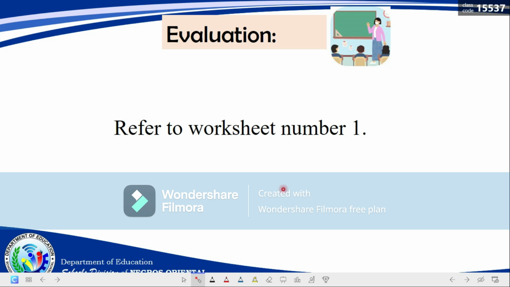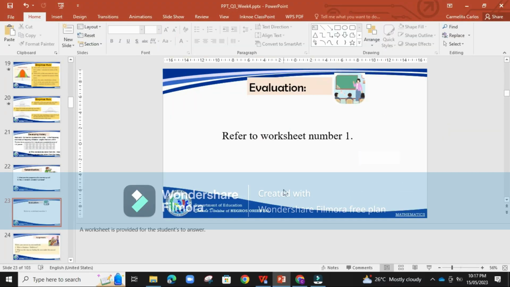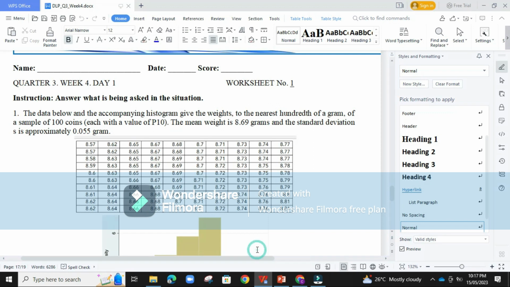Then for the evaluation, you're going to skip this one for a moment. And then we are going to take a look at your worksheet number 1. So you are going to answer. So you have it here. This is quarter 3, week 4, day 1. Worksheet number 1. Instruction: answer what is being asked in the situation.